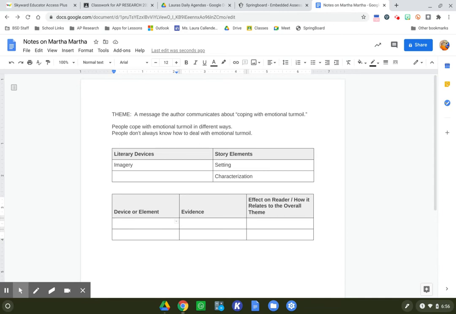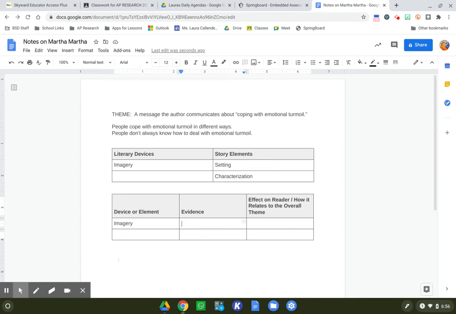So I put imagery up there. So I need to find some pieces of evidence that connect the imagery to the theme. So perhaps I would find a quote or some details in the story that tell me that are imagery, and then somehow show me how the character's dealing with stress or emotional turmoil.